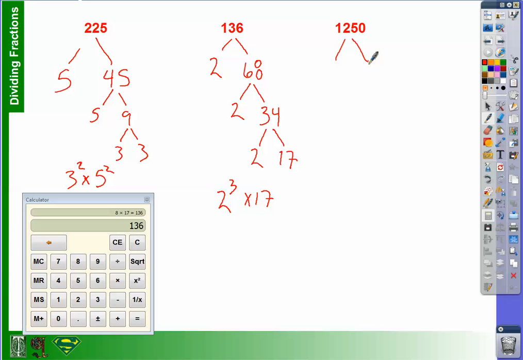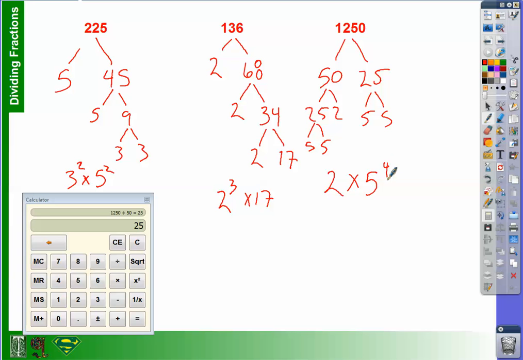I'm going to break this apart. I know 50 goes into this, right? So I'm going to break it into 50 and, so 1250 divided by 50 equals 25. This can be broken down into 25 and 2. This can be broken down as 5 and 5. 25 can be broken down as 5 and 5. So I have 1, 2, and I have 4 5s. 5 to the 4th.